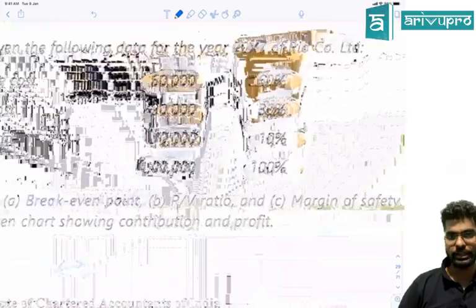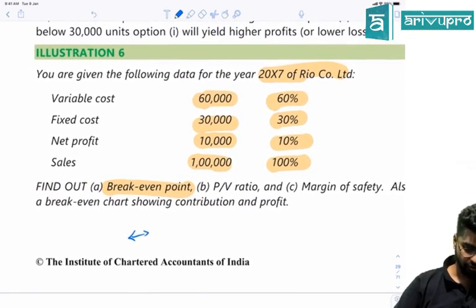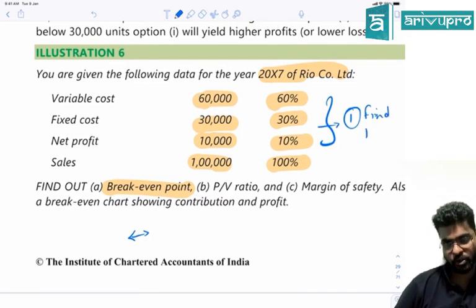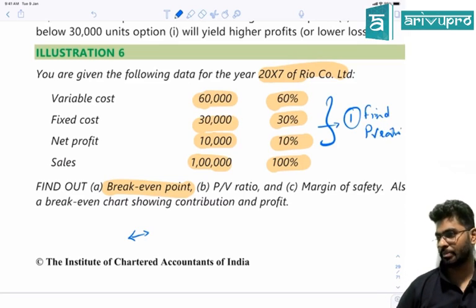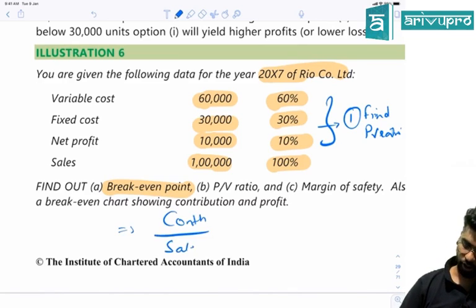In a question which is like this, I would always suggest you guys first find PV ratio, because you don't know whether it is for one unit or for multiple units. First step, find out the PV ratio. What is the formula for PV ratio? Contribution upon sales. What is my contribution? 1 lakh minus 60.